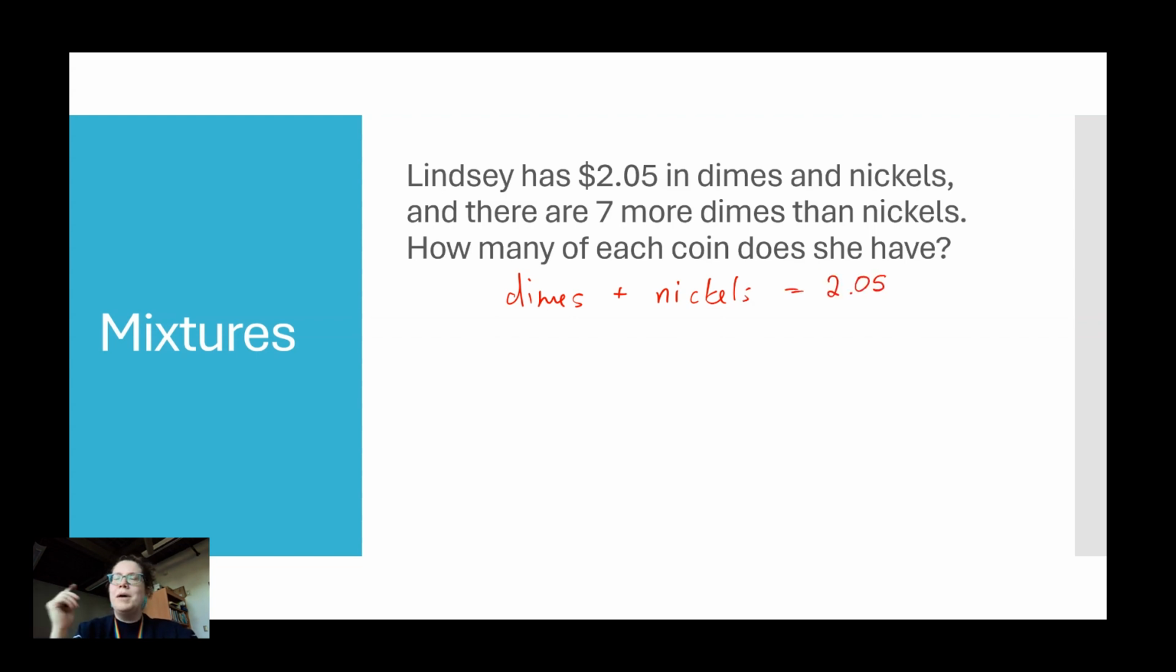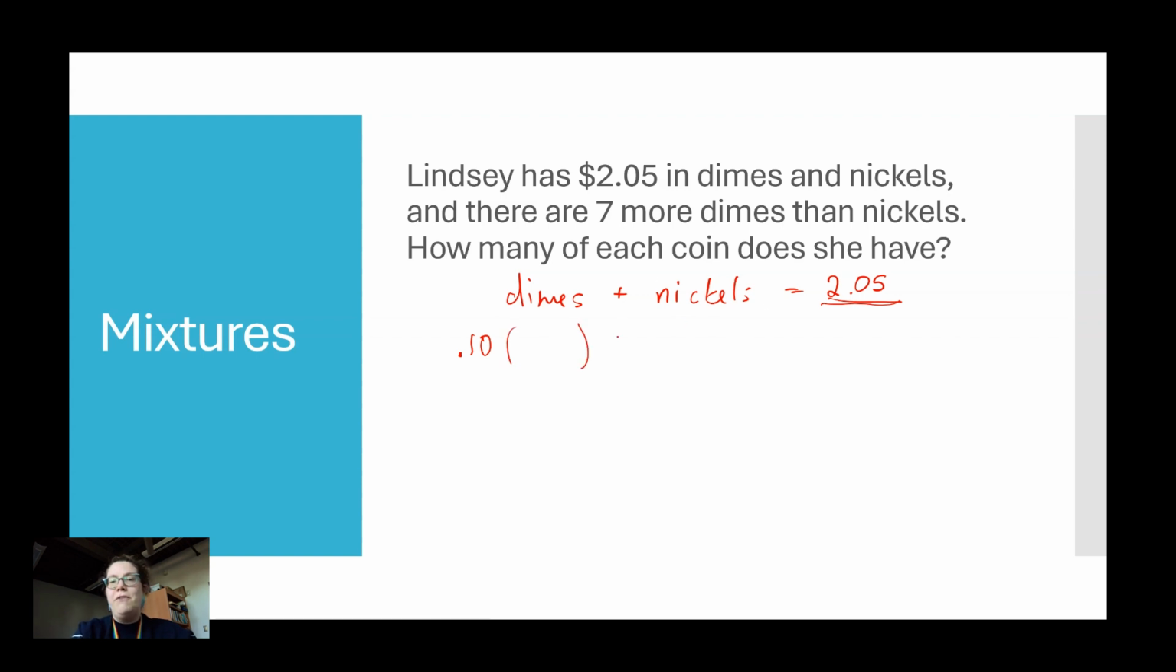So now thinking about what do these have in common? Dimes and nickels are coins. They've got a value, and we need to think about, okay, what is the value of a dime? A dime is 10 cents. Since over here we're working in dollars, we're going to keep that 10 cents as 0.10 so that it's still going to work for dollars.